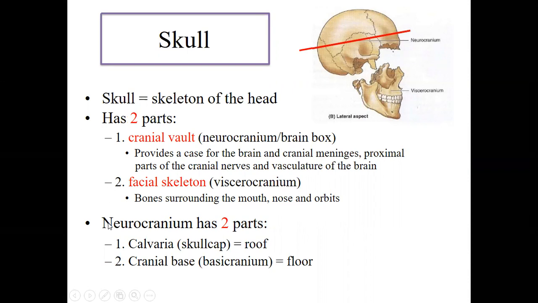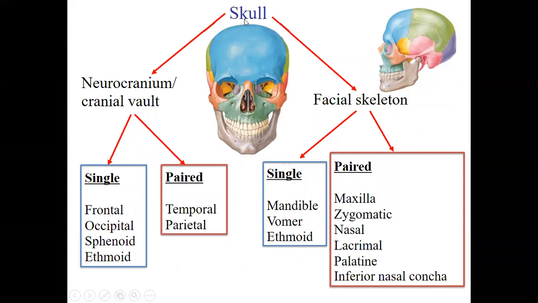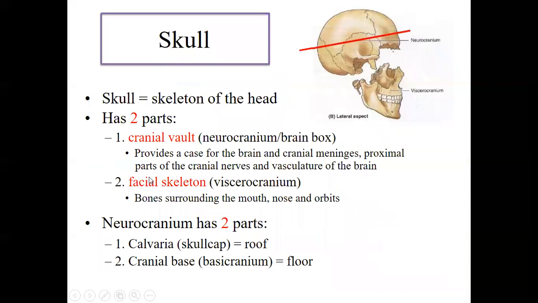Now we are going to discuss the two parts of the neurocranium. The neurocranium has two parts: the calvaria, or skull cap or roof, and the cranial base, or basicranium or floor. So we have the calvaria and the cranial base. As I mentioned early in my lecture, the skull is divided into two parts, the neurocranium and the facial skeleton, or visceral cranium.